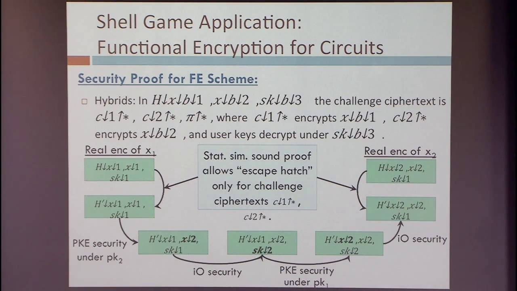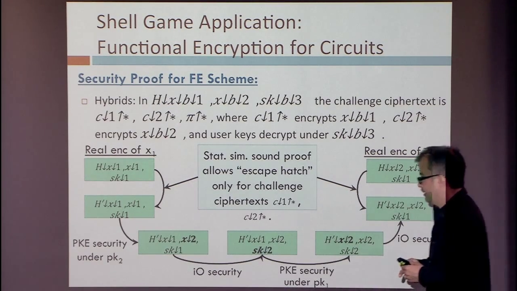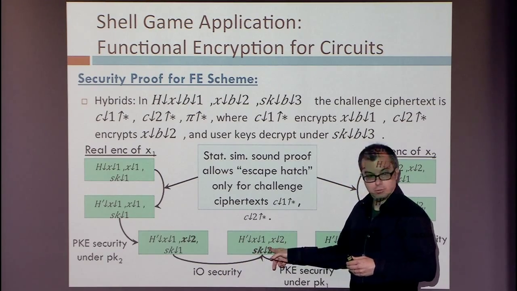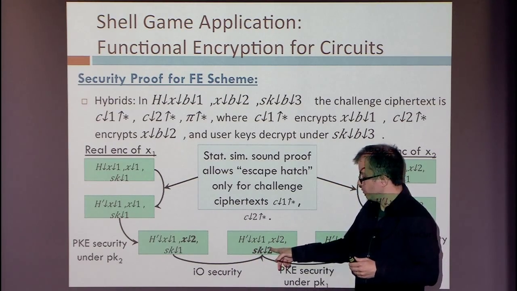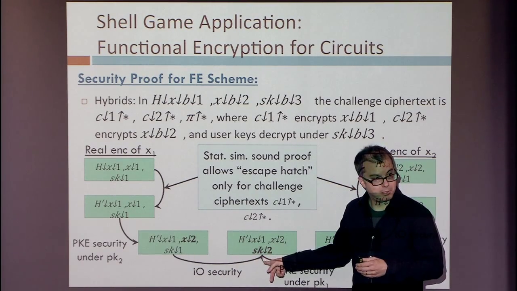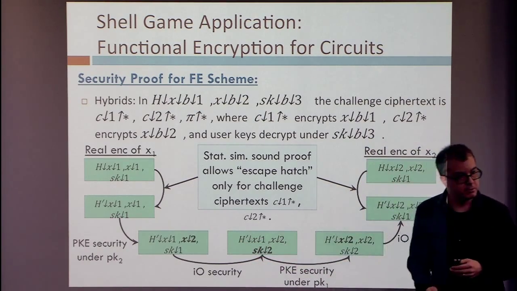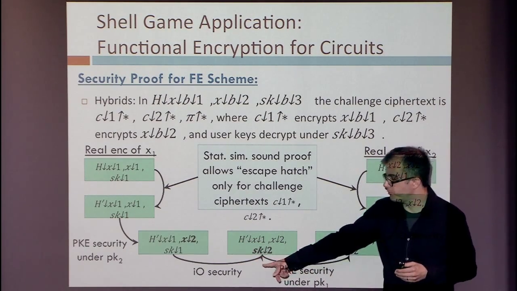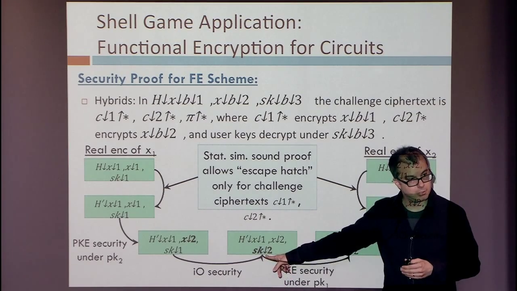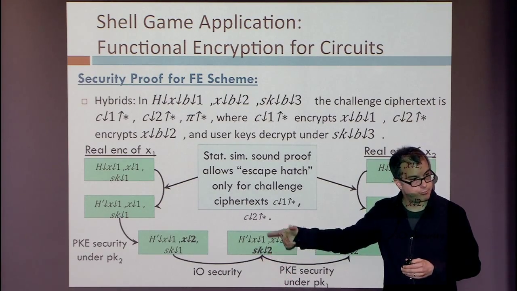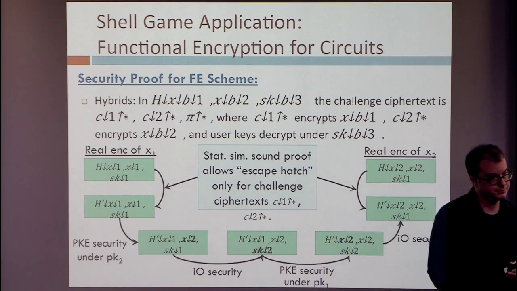Does that make sense? Wait, but on the previous thing, which hybrid doesn't work again? I just want to make sure which hybrid doesn't work. So if this were an absolute proof system, where I'm supposed to be proving that I'm encrypting the same values under the two different public keys, I wouldn't be able to provide a proof here, because in this hybrid I'm actually encrypting x1 under the first public key and x2 under the second.